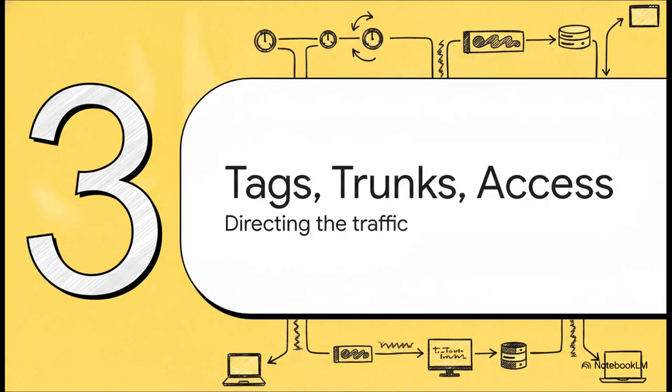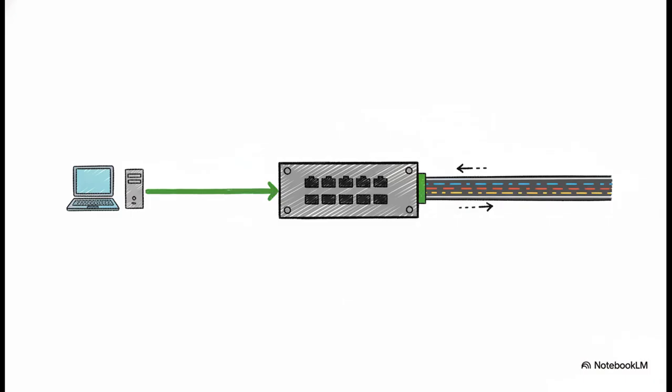Section 3. Tags, trunks, and access. Directing the traffic. Now, the absolutely crucial point here is understanding your port types. First, you have access ports. These are for your everyday end devices, like a desktop computer or a printer. These devices don't know what a VLAN is, they just send standard data. So, the switch port itself is assigned to one single VLAN, let's say VLAN 10 for sales.